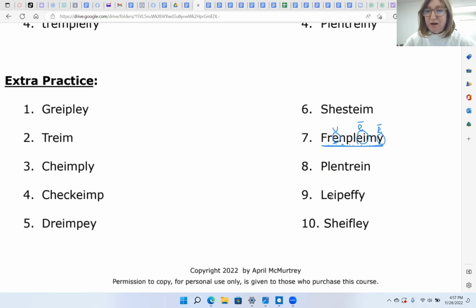Let's try number 9 real quick for my friend Mark. So here we have an EI that says E. We have an E with two double consonants after it. Our brain is automatically going to identify that as a short vowel sound. And then here's a Y at the end that probably says E. Pencil reading, it's O, E, P, F, E. Lee Peffy. Lee Peffy.